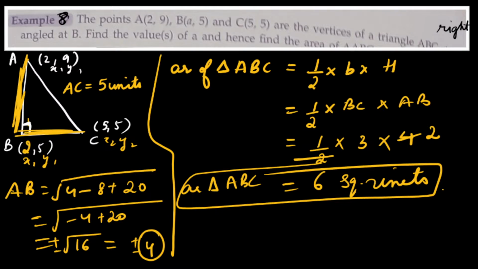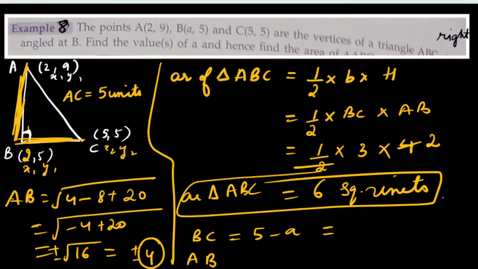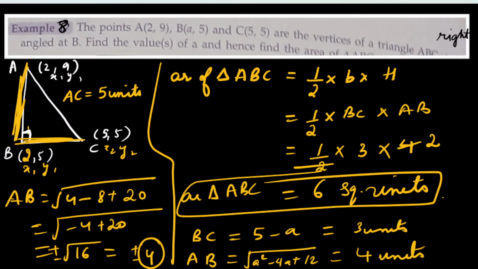If you want, you can substitute and find the distances BC and AB, but we already found the distances in the previous part. BC is 5 minus A, from here we got the value of BC as 3 units. And we found AB as square root of A square minus 4A plus 20. Here also we substituted A as 2 and found the value as 4 units. AB's value 4, BC 3. If you don't want to do it like this, since A's value is already 2, you can use the distance formula once again to find AB and BC, and then substitute and find the area.